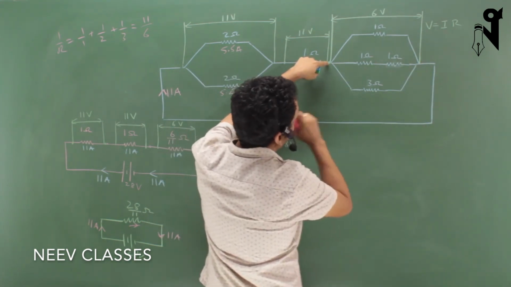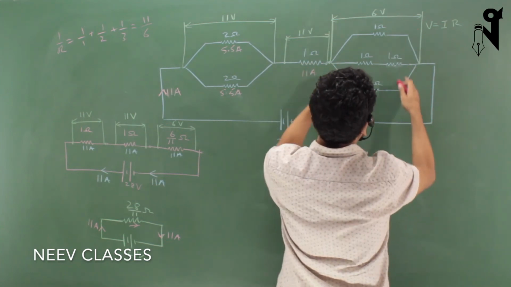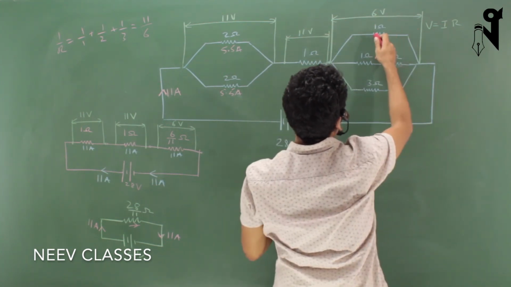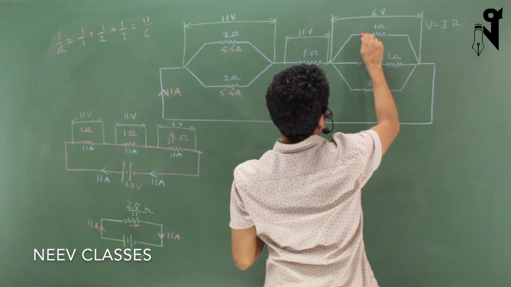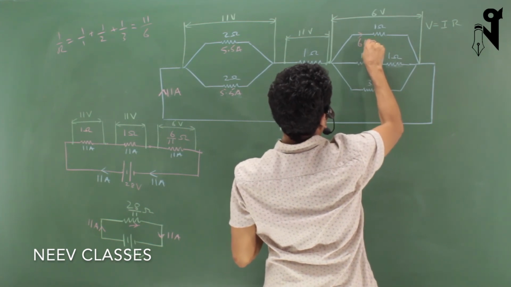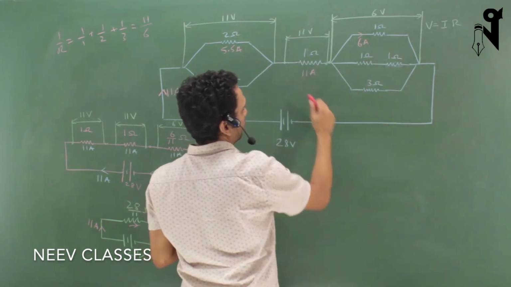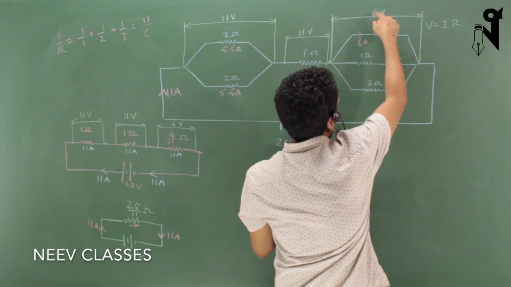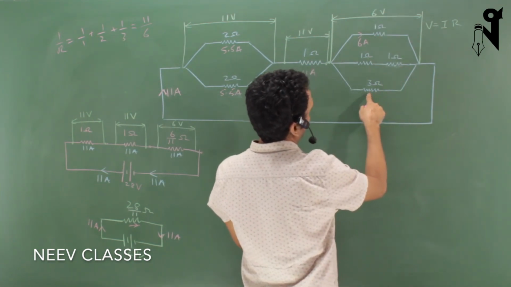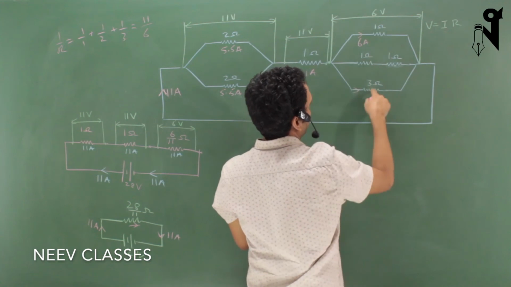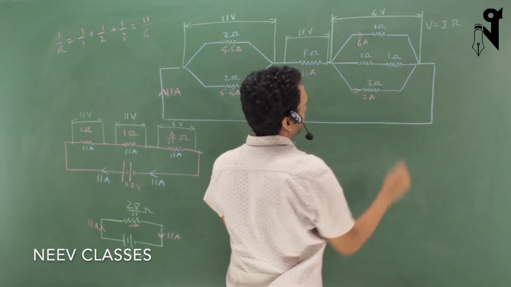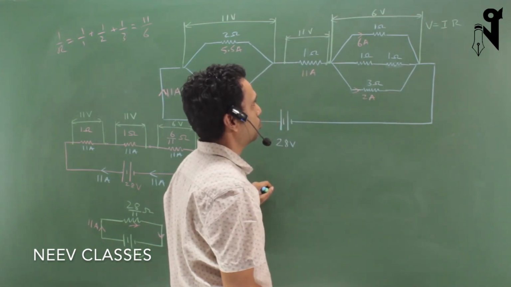Okay. So the current in these three branches, what is the current in the top branch? 6 by 1, because the voltage across that would be 6 by 1, which is 6 amps. I hope the addition comes as 11 amp. 6 by 3 is the current in the bottommost branch, which is 2 amps. 2 amp is the current in the bottommost branch.